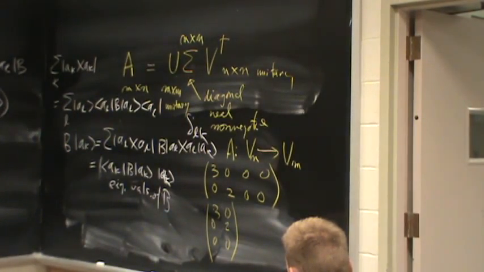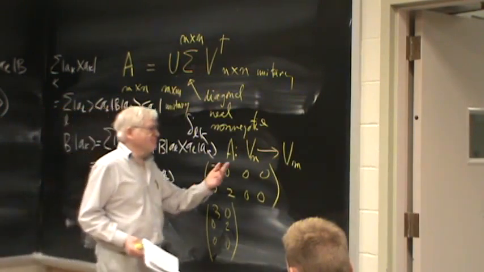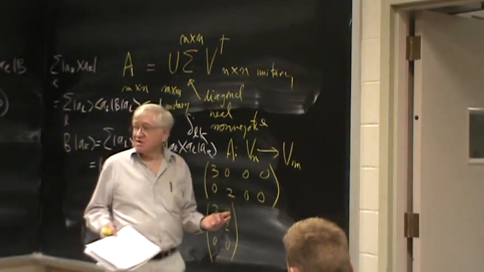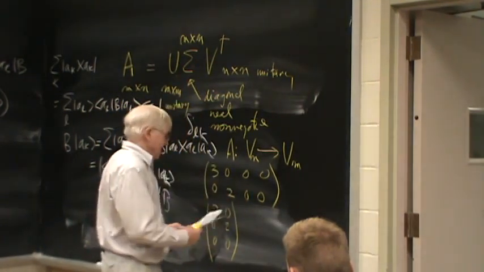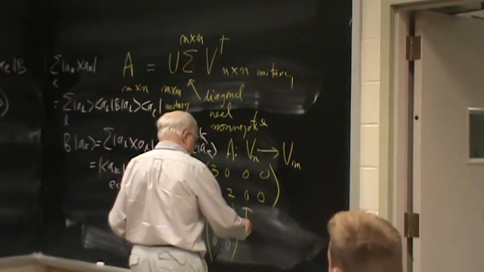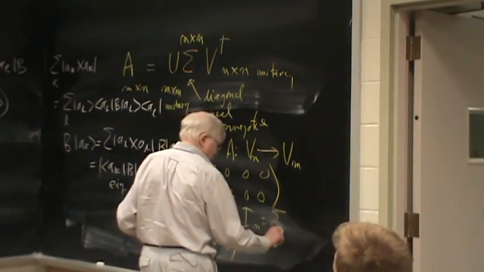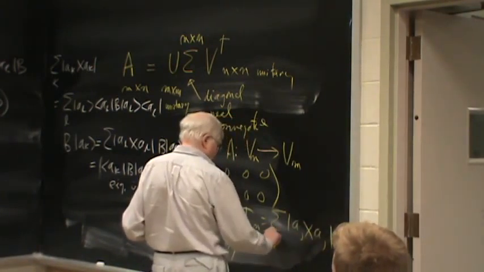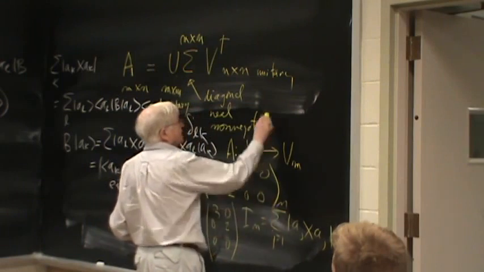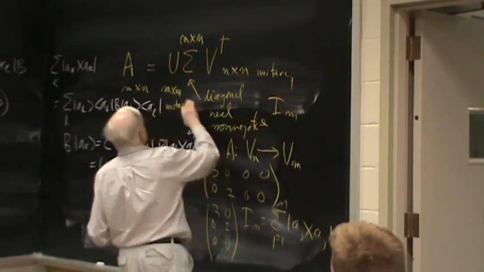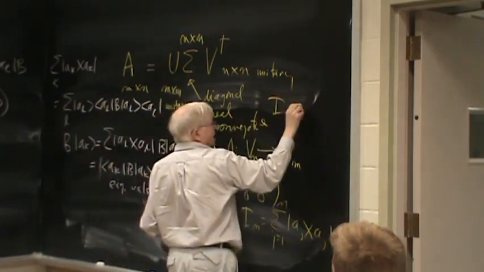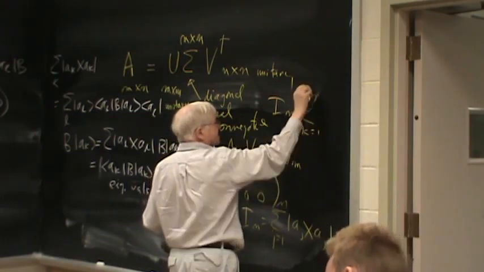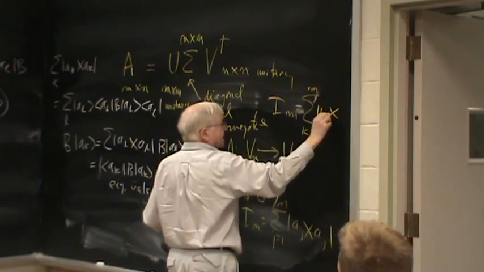And, of course, in each of these vector spaces, there are many different bases that we could choose to represent the identity operator. We could write I sub n as a sum over |aj⟩⟨aj|, with j equals 1 to n. And we could write I sub m for this space as a sum, what did I call it? K equals 1 to m, |bk⟩⟨bk|.